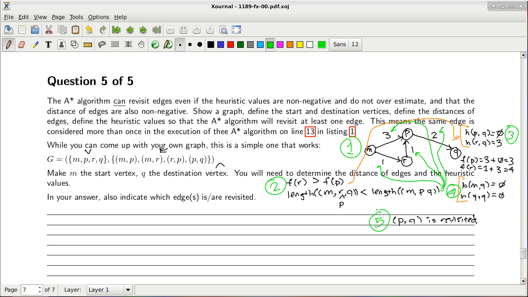So number 2 is really the key to this entire question. It's identifying these constraints here. So there have to be 2 different paths, and one path has to look more attractive than the other path at one point, but the 2 paths also must share at least one common edge, so that that edge is revisited again. All right, so I'm going to write down the rubrics and then start grading.